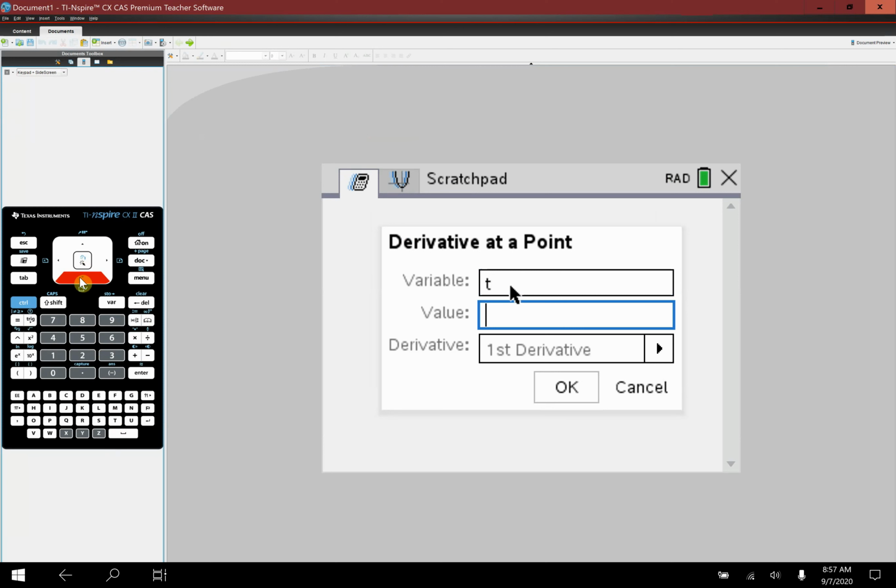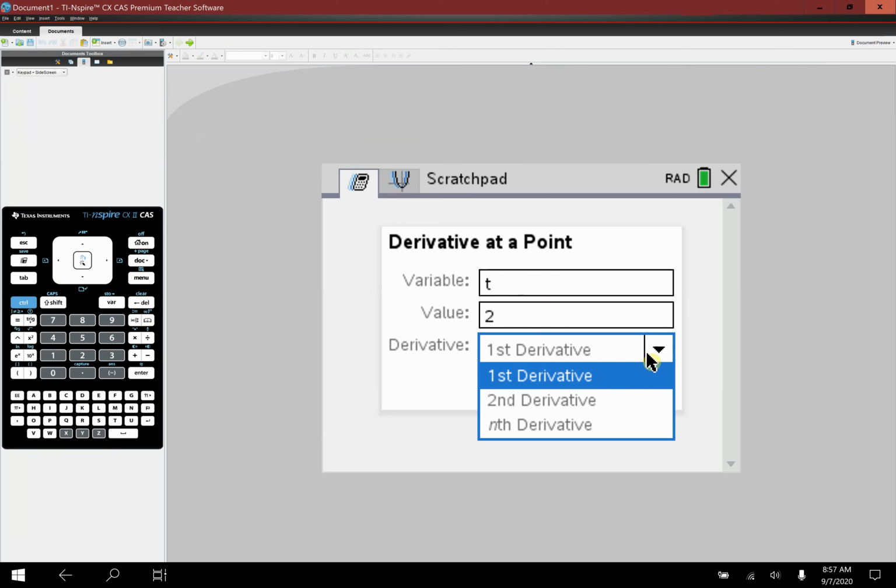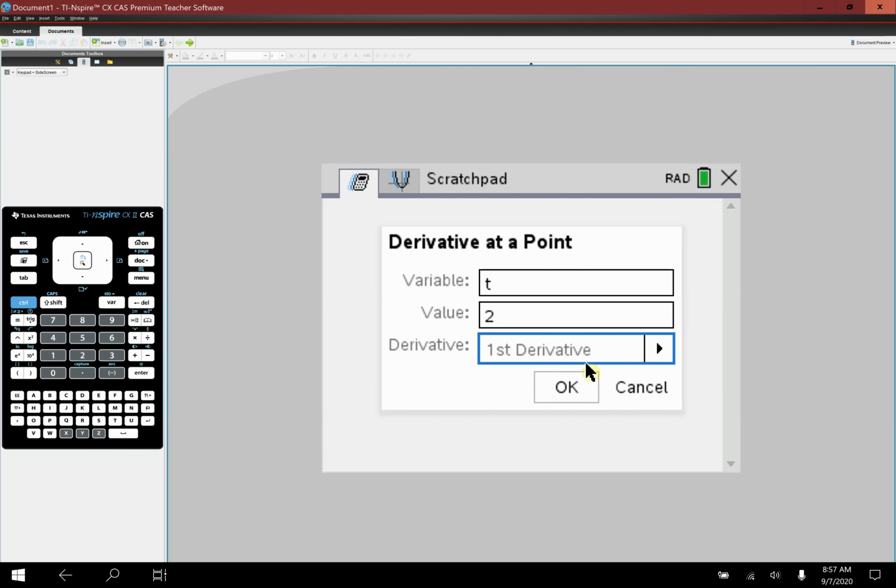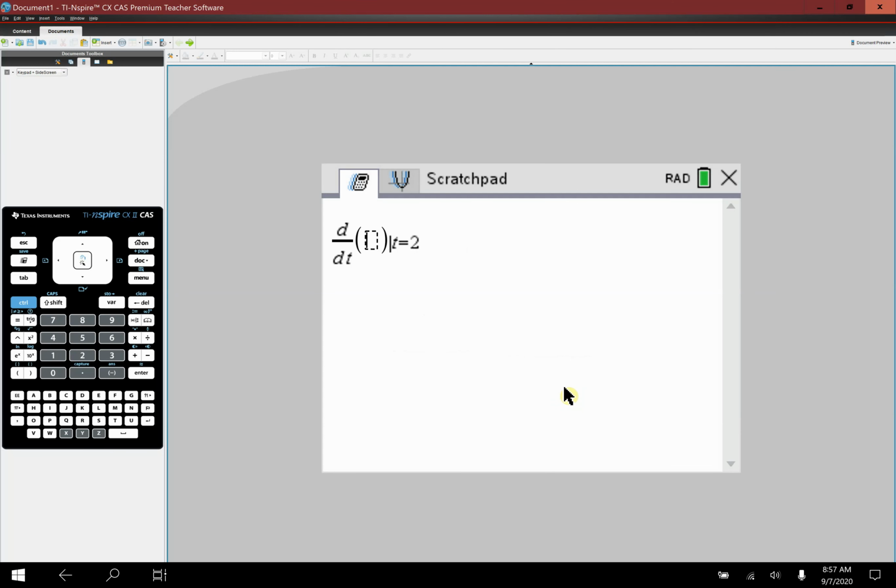And then value is, what value do you want to plug in to your derivative? Well, I want to plug in 2. They said when t equals 2. And then what derivative? Well, this gives you the first, second, or nth derivative. We're going to ignore the rest of those. Technically, those aren't even things the AP exam asks you to do. They might become useful later, but for now, just the first derivative. Hit OK, and it says, cool, what should we find the derivative of and then evaluate it at t equals 2? Notice they use that Leibniz notation here.